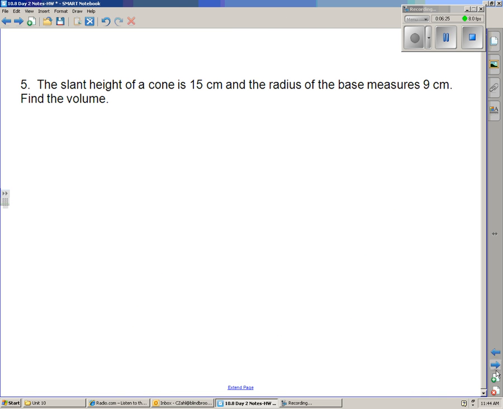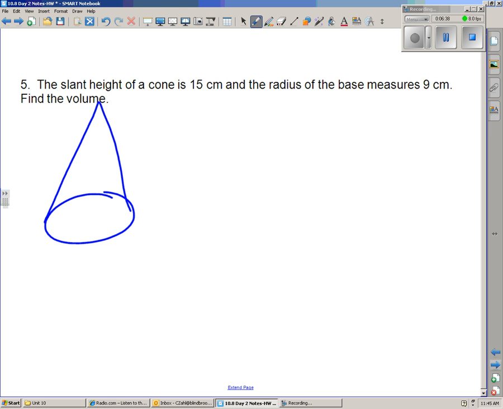Okay. Next one, a little bit more of a word problem type. The slant height of a cone is 15 centimeters and the radius of the base measures 9 centimeters. Find the volume. So if I sort of draw a cone, I know the slant height is 15, and then it says the radius of the base measures 9. Well, it turns out that I need to find the altitude, and my altitude is going to be formed here with making a right triangle.